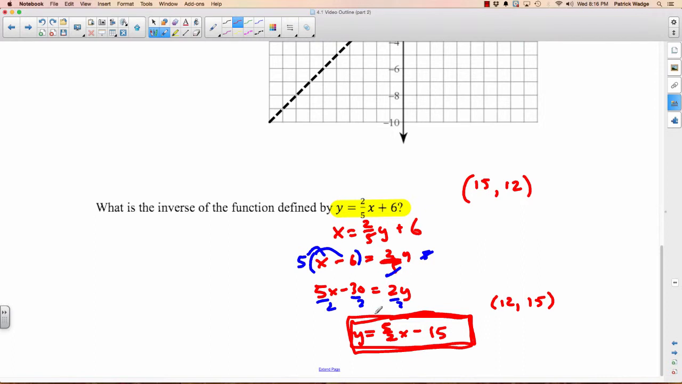That's the idea of function and inverse. Okay, we are now ready to proceed with Chapter 4.